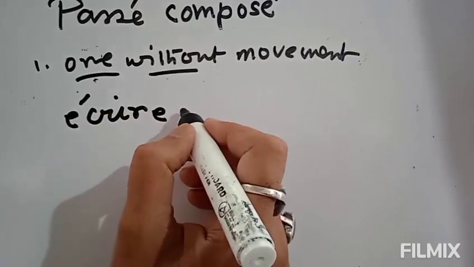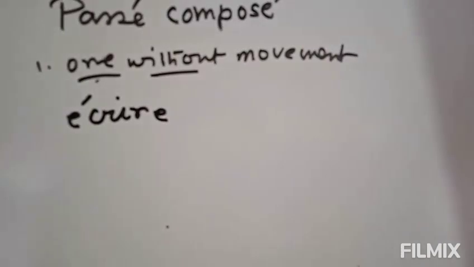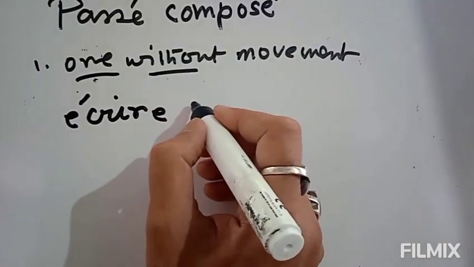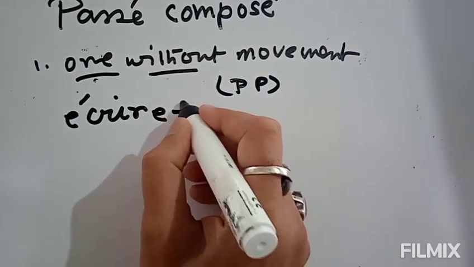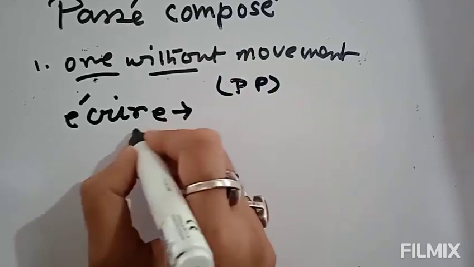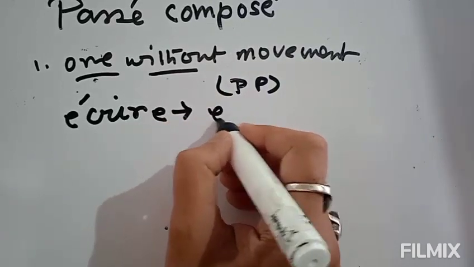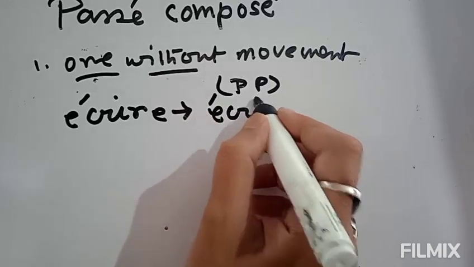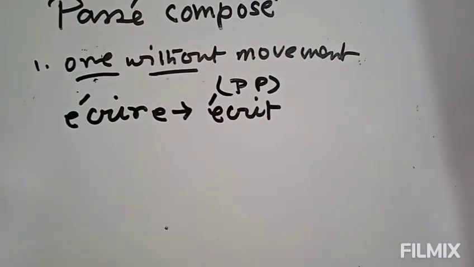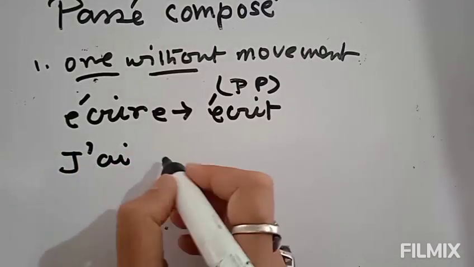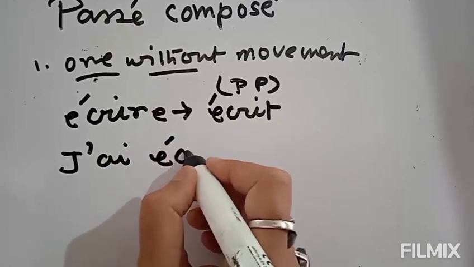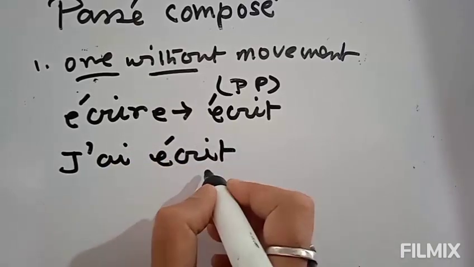Écrire. This is an RE ending verb, écrire. Okay. Écrire, the root verb, means to write. The PP is écrit. So, if you form the passé composé, that is, I wrote or I have written, j'ai écrit. This is the form.